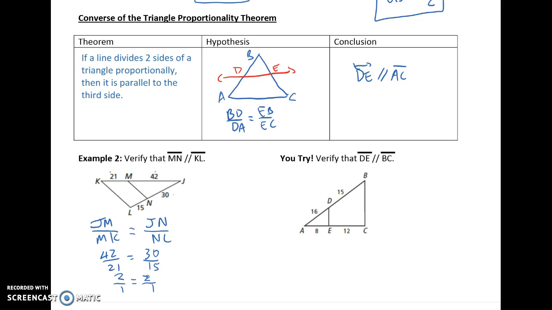right? So we would say since JM over MK is equal to JN over NL, MN is indeed parallel to KL. All right, go ahead and try that U-try problem and tell me what you think here.